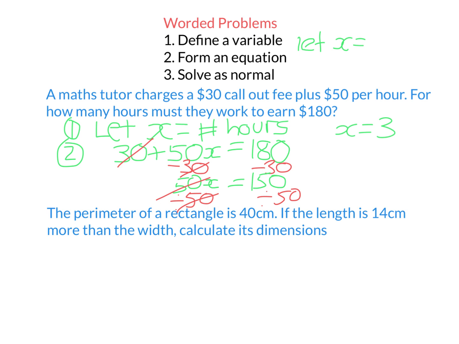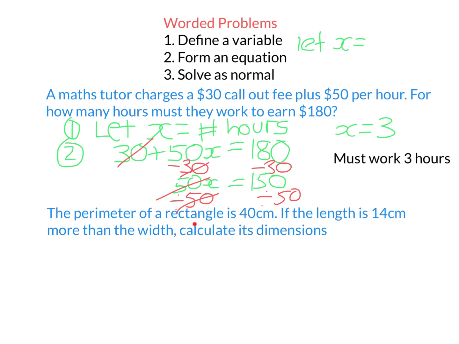So after this, you should probably write a worded answer to show that you know what you found. So we found that x equals 3. X is the number of hours they must work. So this tutor must work for 3 hours, because then they will earn 3 times 50 plus 30. They'll earn 150 plus 30. They'll earn 180. So that's our final answer.